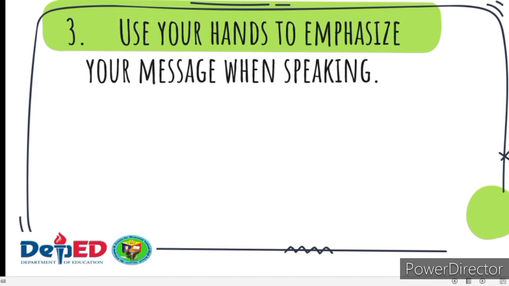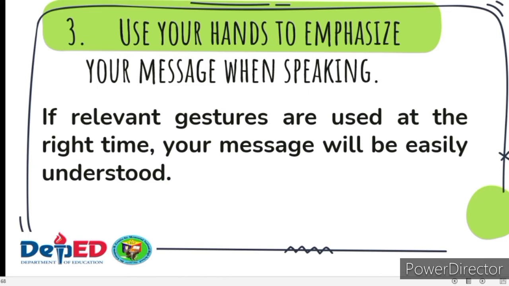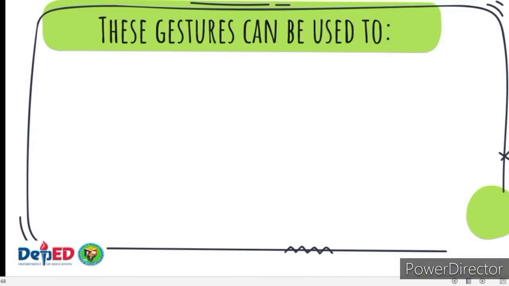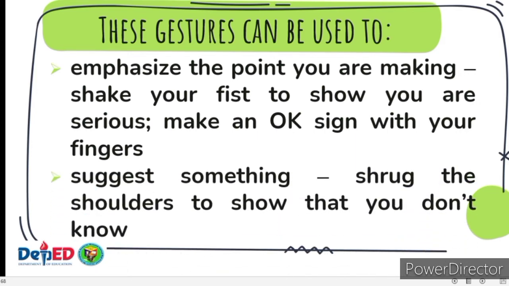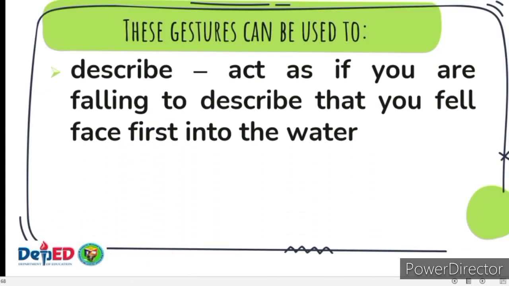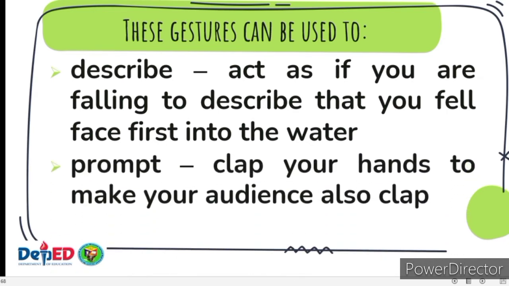Use your hands to emphasize your message when speaking. If relevant gestures are used at the right time, your message will be easily understood. Emphasize the point you are making. Shake your fist to show you are serious. Make an okay sign with your fingers. Suggest something. Shrug the shoulders to show that you don't know. Describe. Act as if you are falling to describe that you fell face first into the water. Prompt. Clap your hands to make your audience also clap.